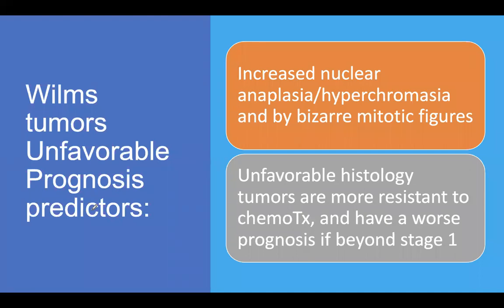Now coming to certain prognostic factors, if we are seeing significant anaplasia, hyperchromasia, and bizarre or multipolar mitotic figures, that carries a very bad prognosis for Wilms tumor. So cytological atypia is an important independent prognostic factor for Wilms tumor. And unfavorable tumors are usually resistant to chemotherapy.